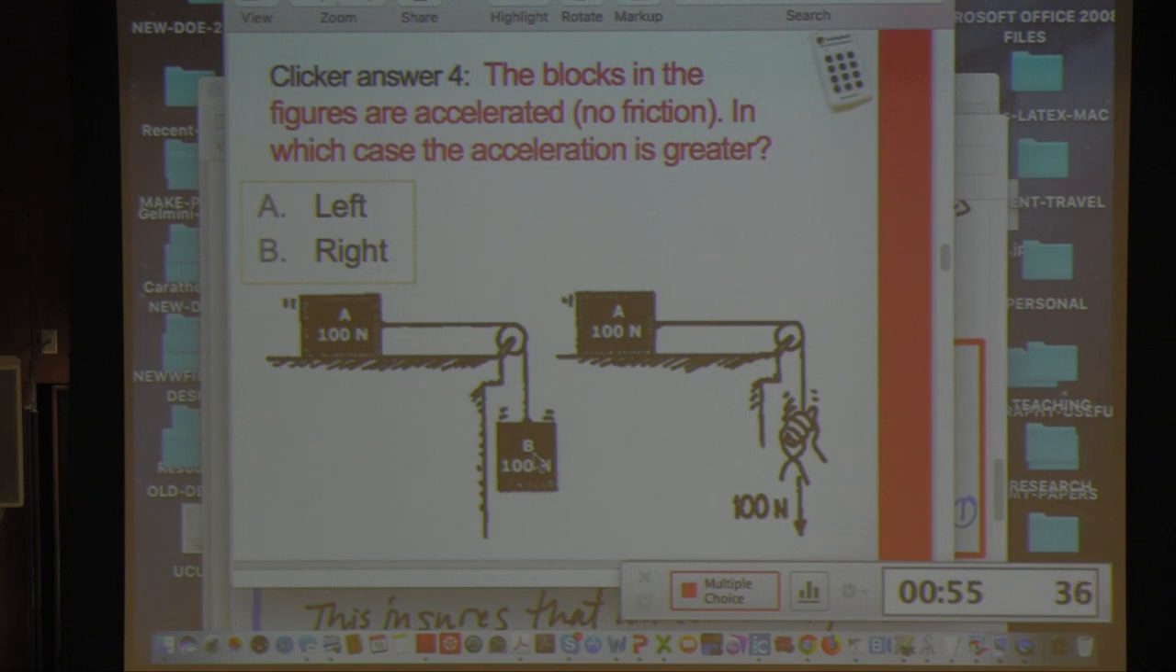Come on, 30 more people to vote. Talk to your neighbor if you want.